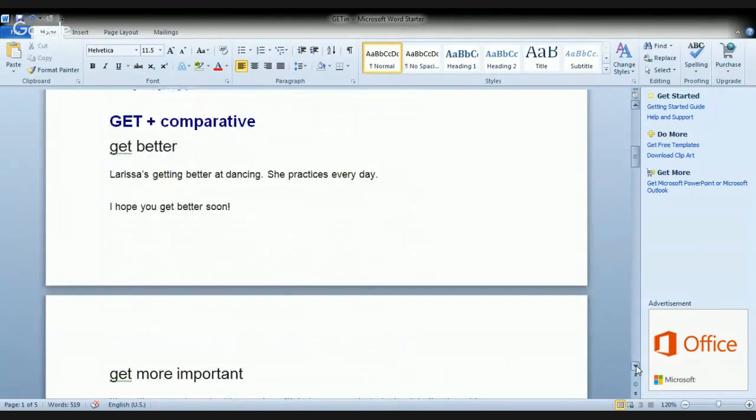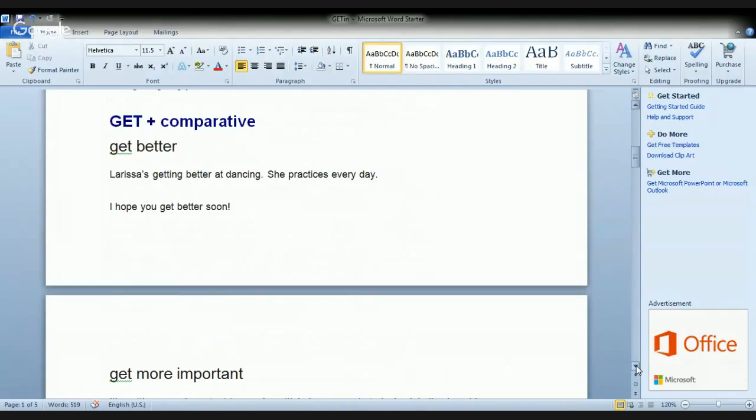All right, so the next example here is get plus a comparative. So comparative is the ER ending with the adjective or something like that. Example is get better. Larissa's getting better at dancing. She practices every day. Getting better means that she's improving. So instead of using Larissa's improving at dancing, we're saying getting better. And the other example is I hope you get better soon.